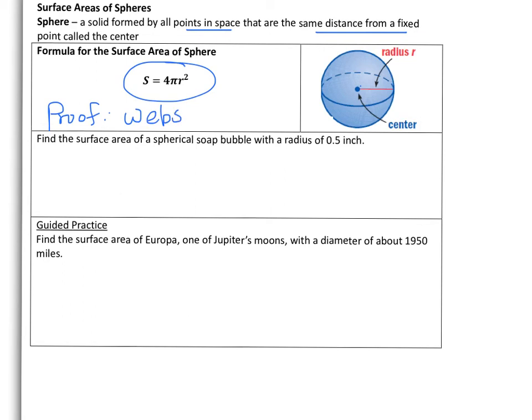And I also have a proof for the pyramid, cone, sphere surface area proofs.